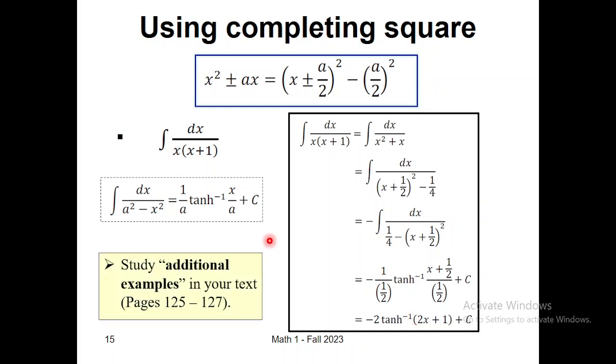About this second generalization rule, you have some additional examples in your textbook, and you are strongly advised to consider them. They are solved examples, and you have the complete solutions. Try to solve these examples for yourself first, and then check your answer from your textbook.